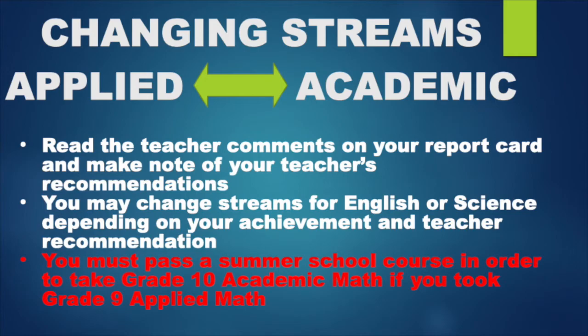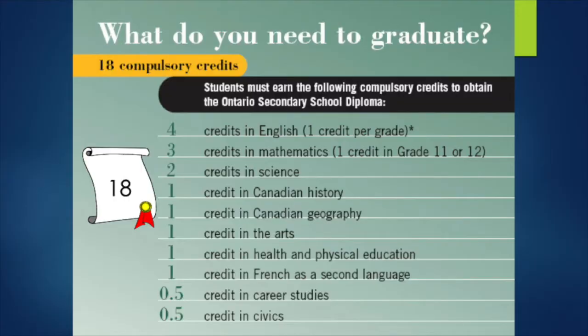We just want to recap what it is that you need to graduate, because it's important that you know moving forward the classes that you will need to take. So by the end of grade 12, you'll need 30 credits. 18 of those credits we call compulsory credits. That means you must take these credits. All students in Ontario have to earn, by the end of grade 12, 4 credits in English, 3 credits in math, 2 credits in science, 1 Canadian history, 1 Canadian geography.